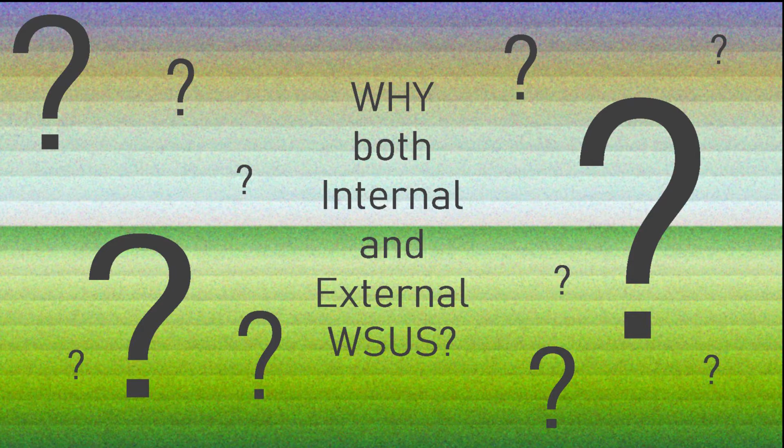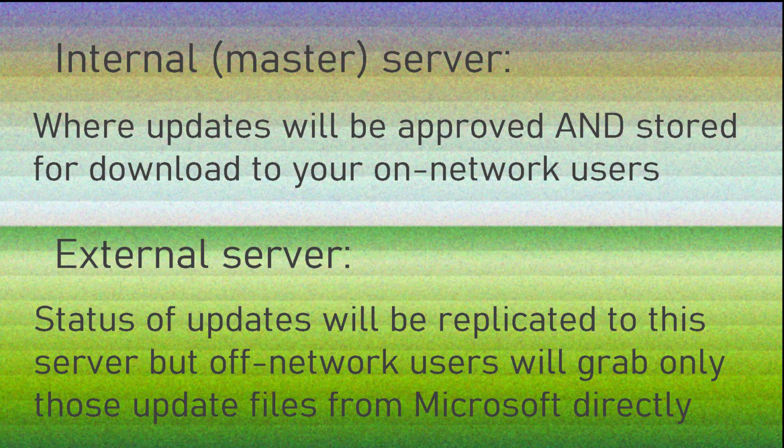It would be nice if the WSUS system had a built-in way to tell if your clients were talking to it from your private network or if they were talking to it from the public internet, but since there's no way to differentiate between those on one single server, we have to stand up 2 servers. One will be the internal master server, and that server will contact Microsoft and download all of the update files, so you'll need a lot of storage on that server.